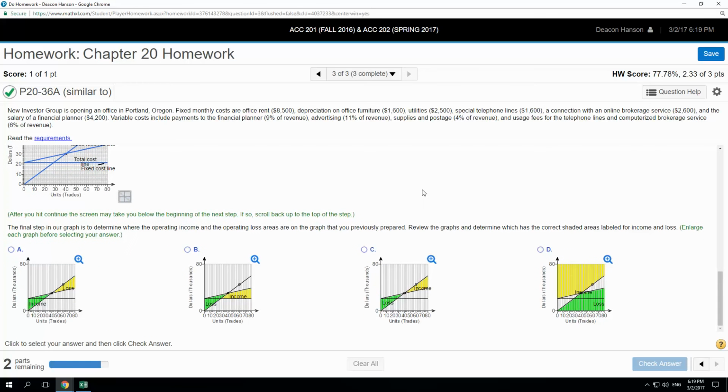So now we're down to a multiple choice question, right? It will not let me do this. Okay, hold on, and then we'll come back to that. Let me just do this since we're recording anyway. The final step in our graph is to determine where the operating income and the operating loss areas are on the graph that you previously prepared.